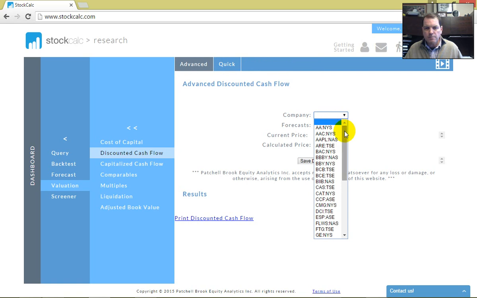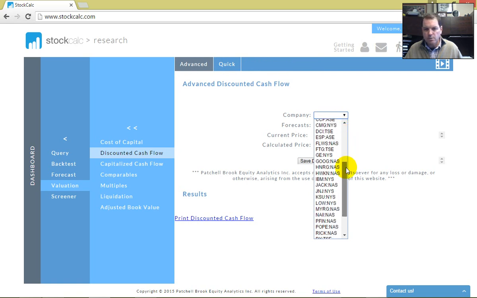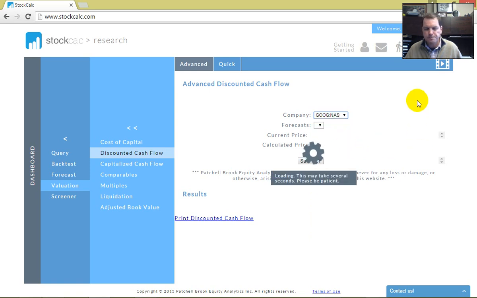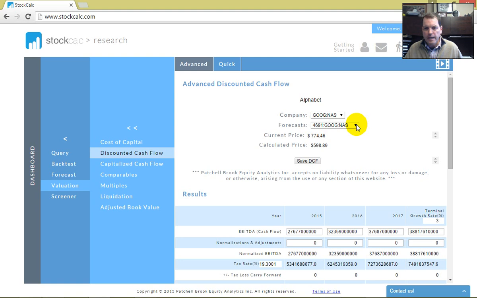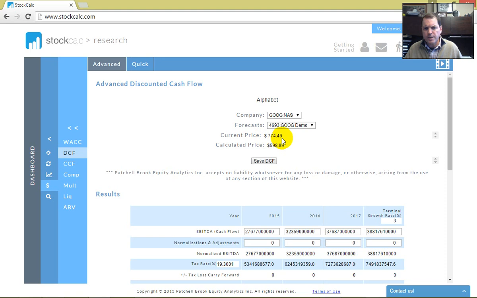So anytime we've saved a WACC and a forecast, we will have the company available in this drop down. So I'll select Google here. And all of the forecasts, in this case we have 2 of them. I'll select the Google Demo forecast that we did. And the system will load that. So we get an initial calculation with all of the data that we have of just under $600 for Google. You see that the stock is currently trading at about $775, and the analyst estimates were $831.